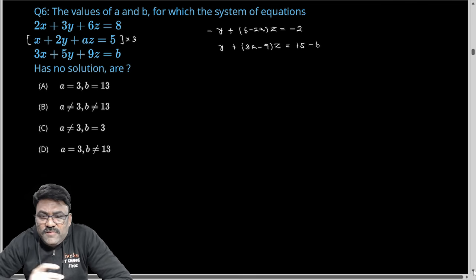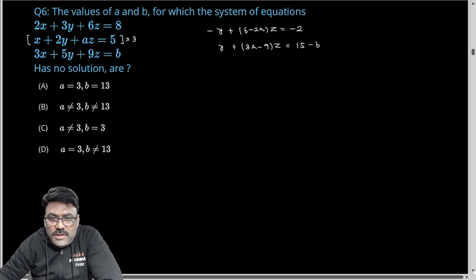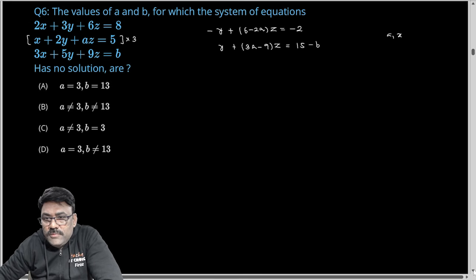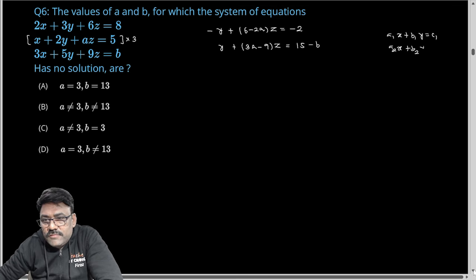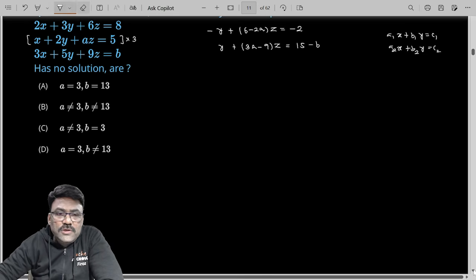Right. Now, since this is a system in 2 variables, and since it has no solution, then a1 over a2 is equal to b1 over b2, but not equal to c1 over c2. See, if you have a system in 2 variables, let's say a1x plus b1y is equal to c1, a2x plus b2y is equal to c2, and if this system is inconsistent, no solution, then a1 over a2 is equal to b1 over b2, but not equal to c1 over c2. Basically, these two lines should be parallel for no solution.